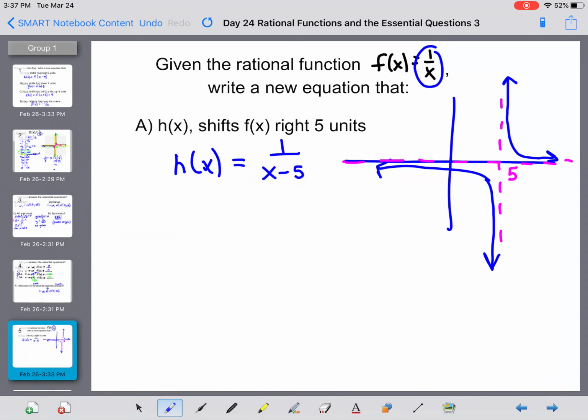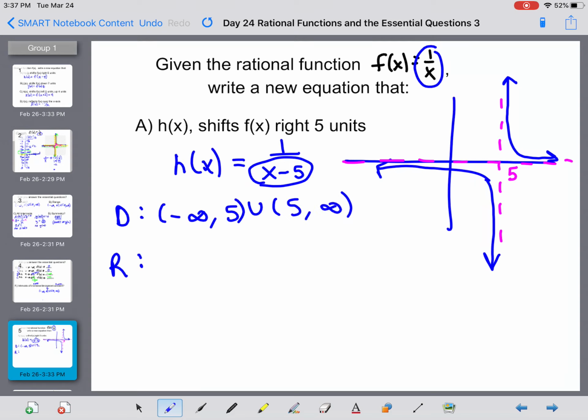We'll just look at a few things here. Let's look at domain and range. The domain of this graph, so if I go back and I look at this denominator, what makes 0 here? Well, 5 makes 0, so that's my problem value. So negative infinity to 5, union 5 to infinity is what's going to work. For my range, since my graph didn't shift up or down any, my range hasn't changed from that parent function. So negative infinity to 0, union 0 to infinity.